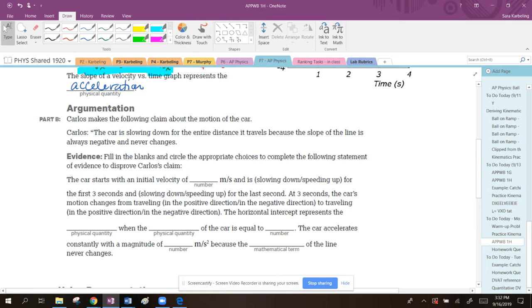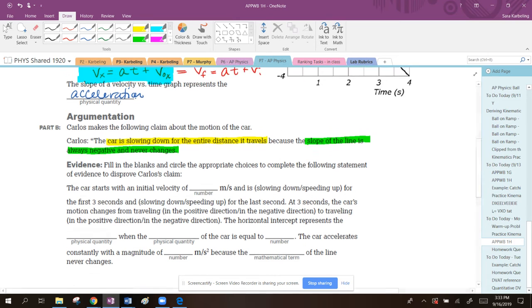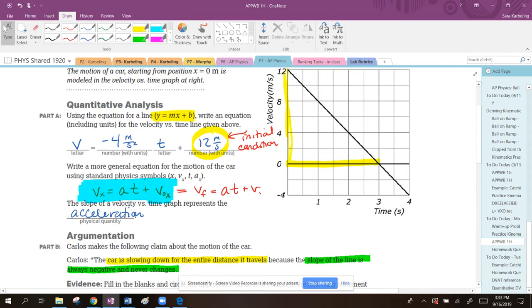So the two big things here for Carlos is that he says that the car is slowing down for the entire distance it travels. And he also is claiming that the slope of the line is always negative and never changes. Do you agree with either of those pieces? Take a look. Do you agree with both of them? Let me ask about the green one. The green one is kind of like the statement. The green one says the slope of the line is always negative and never changes. Do you agree with that?